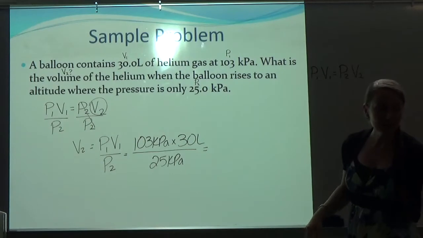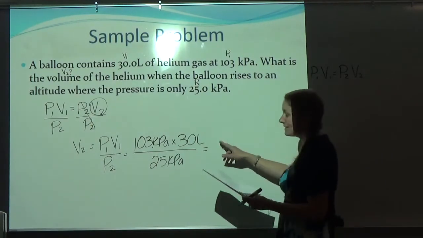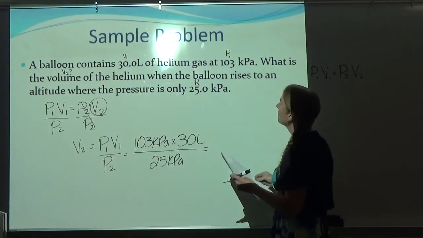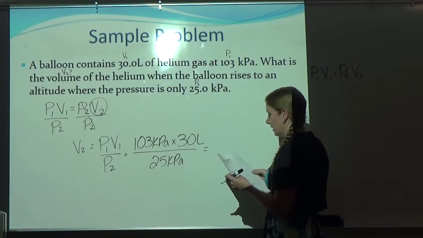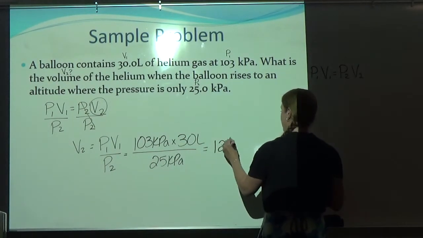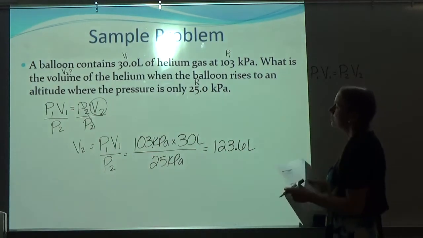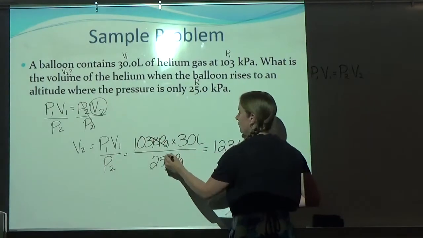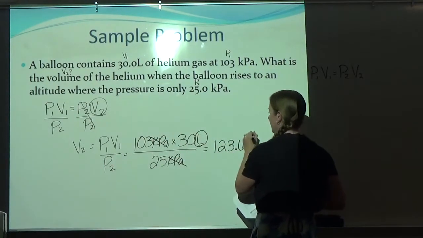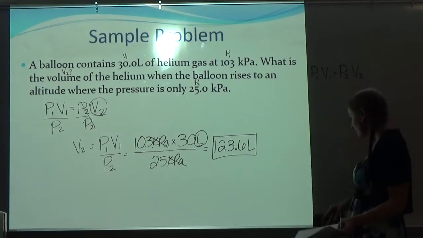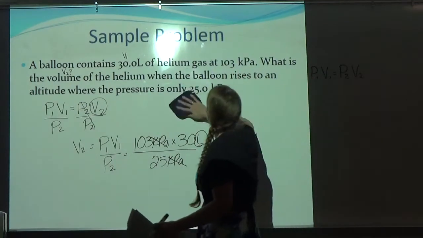As always, I just multiply the top two numbers and divide by the bottom, and for this one I ended up getting 123.6 liters. Sorry, I was trying to make sure I was on the right question. So 123.6 liters, because those kilopascals cancel and I'm left with liters. There's my answer, and that's all you have to do. Okay, let's look at a couple more.